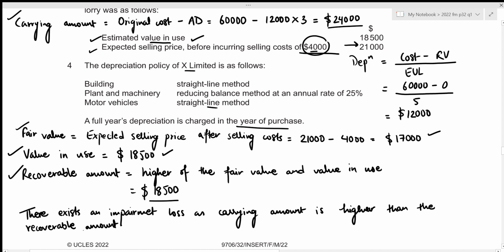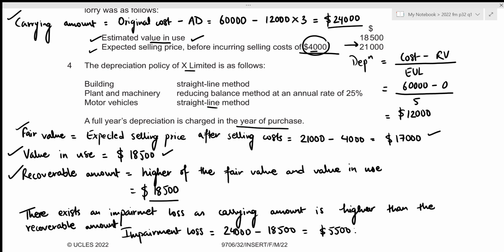And let's figure out this impairment loss. That is just going to be the difference between carrying amount and recoverable amount, which in this case will be 24,000 minus 18,500, which results in the value of 5,500. So this will be our answer for the second part of this question. I'm just going to write all of this down and explain step by step again.